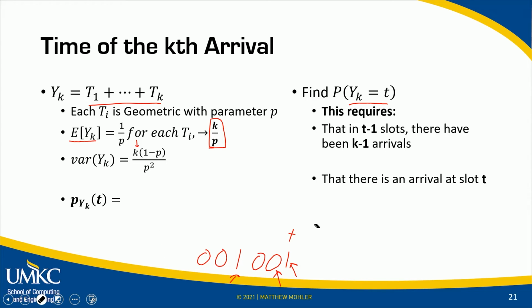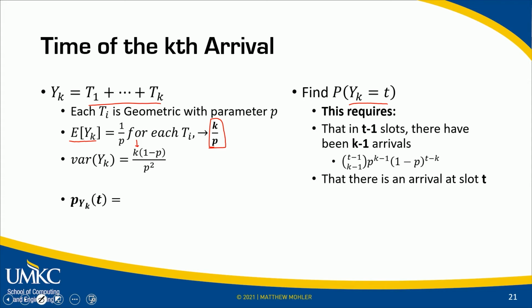Now, to look at this, we can go back to all of the same terms that we've used prior and all the same equations we've derived prior. We can say that in t minus 1 slots, there have been k minus 1 arrivals, and that would just be n choose k, where n, the number of slots, is t minus 1, and k minus 1 arrivals. I'm looking for k minus 1 arrivals in t minus 1 slots. Therefore, I'm doing t minus 1 choose k minus 1.